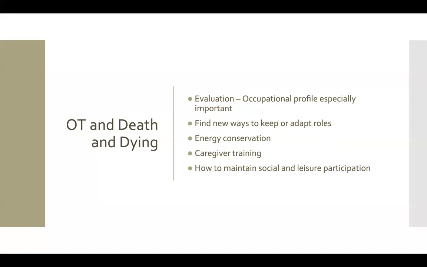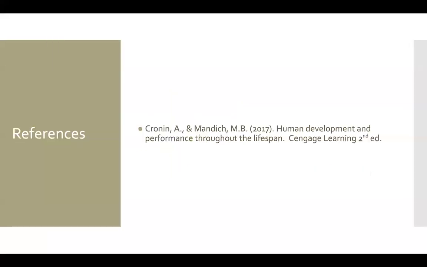Then we have evaluation, so we can do an occupational profile, which is especially important in this situation. We can find new ways to keep or adapt roles that they currently have. We can talk through energy conservation techniques. We can give caregiver training, as well as how to maintain social and leisure participation overall. And that is the end of our late adulthood presentation.